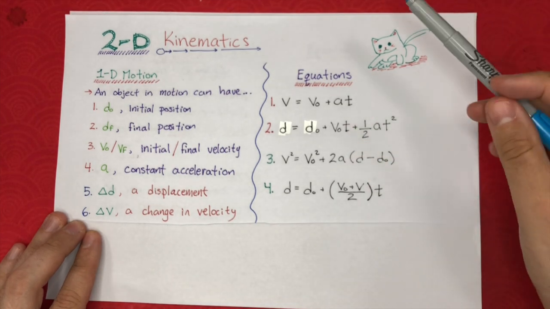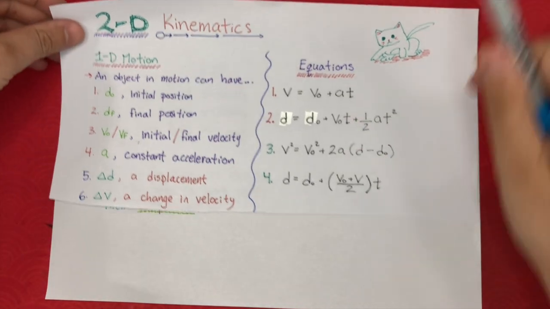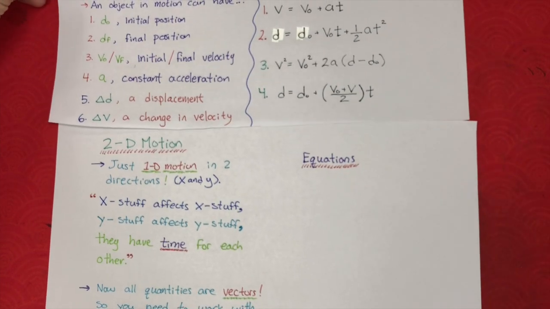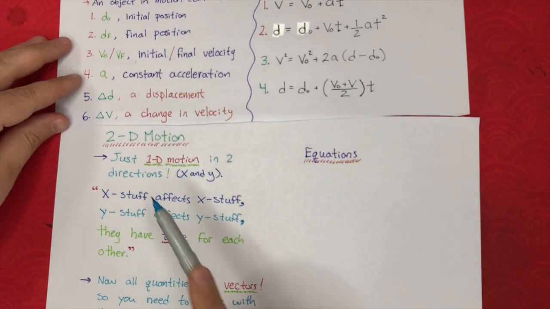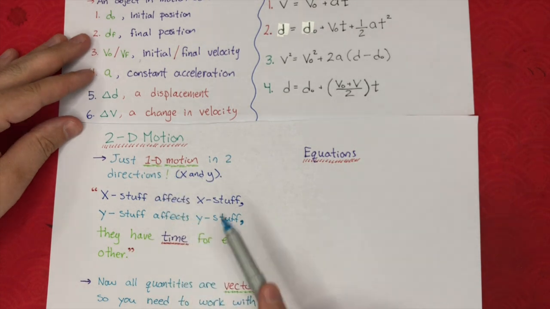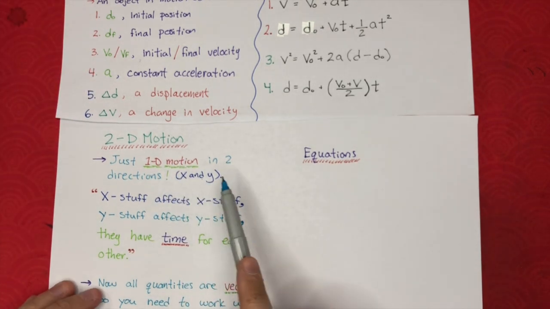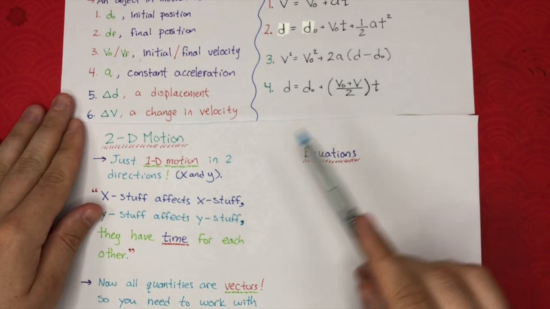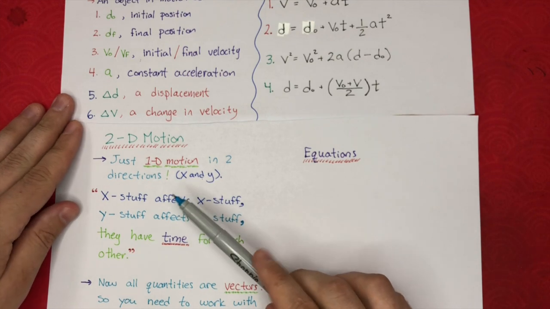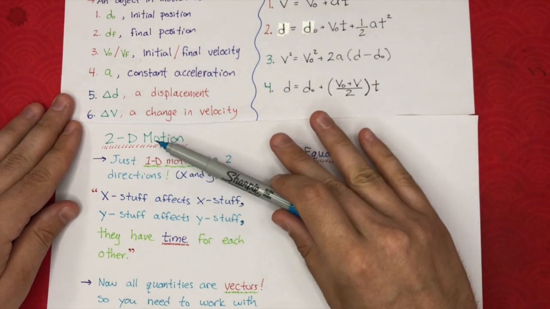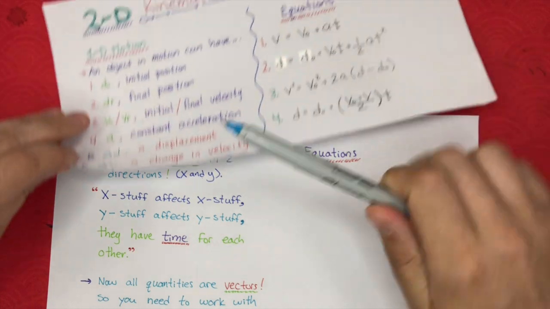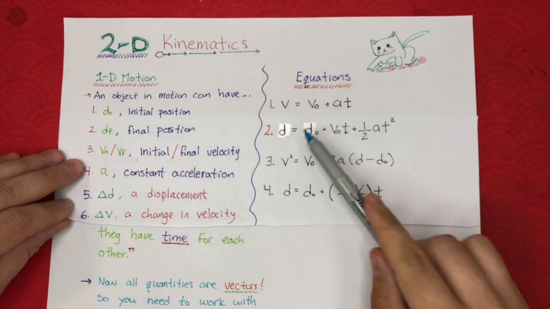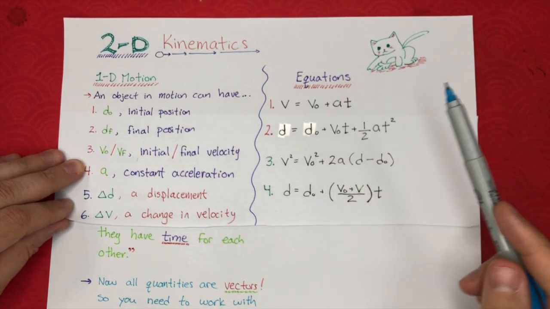Now, when we take a look at 2D motion, the one thing that your teachers don't actually want you to know is this trick right here. 2D motion is just 1D motion in two directions. The x direction and the y direction. So whenever we do any calculations, whenever we do any work with 2D motion, what we're really doing is doing this stuff up here in two different directions. We're going to be doing it in an x and a y direction.